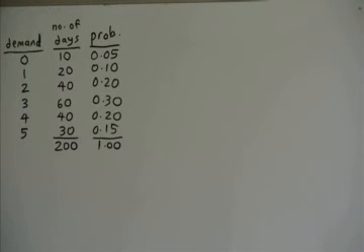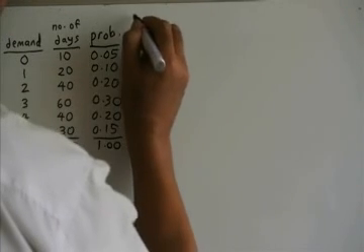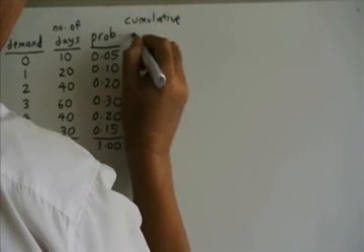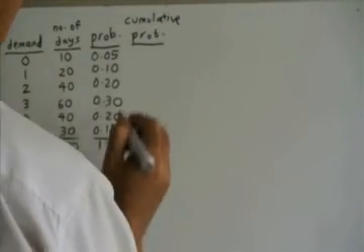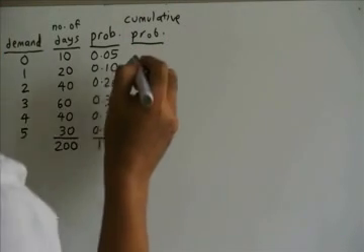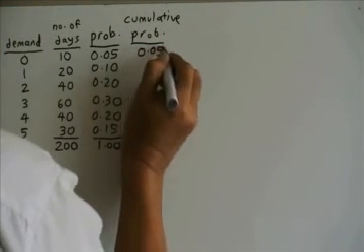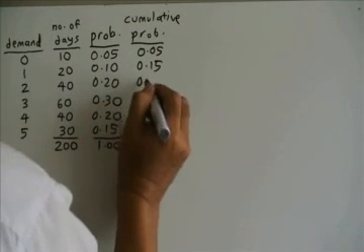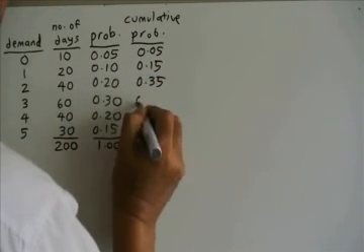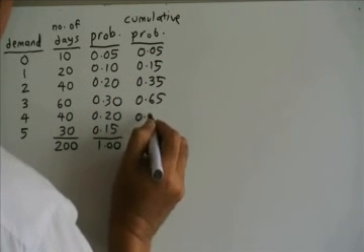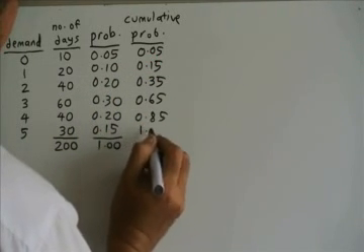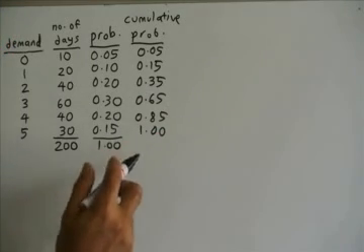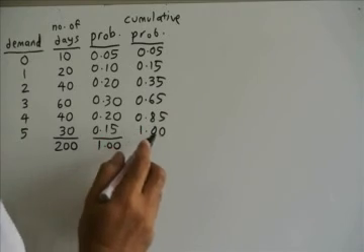We add another column, cumulative probability. Here we add the probability: 0.05 plus 0.1, 0.15 plus 0.20, 0.35, 0.65, 0.85, and finally 1.00. So to check your answer, the final value must be 1.